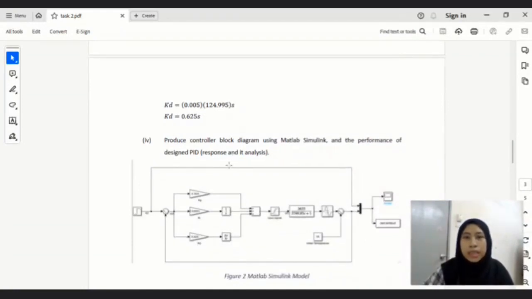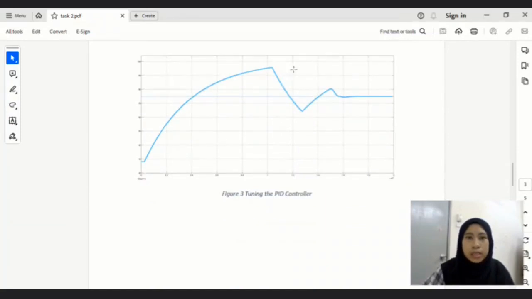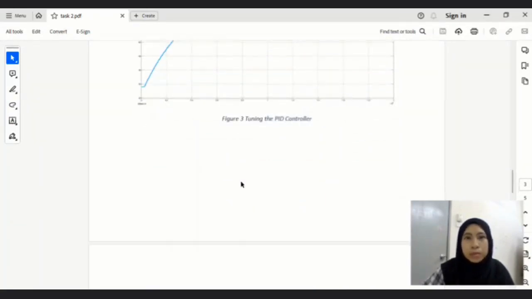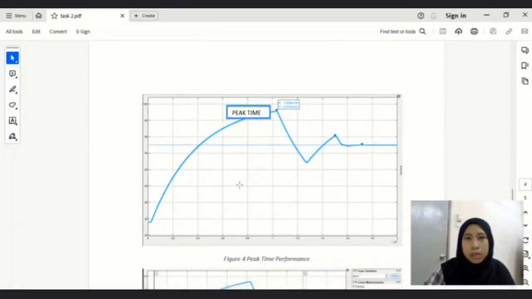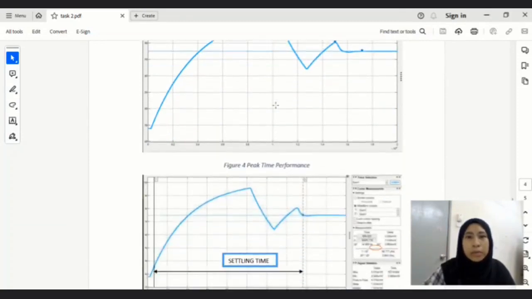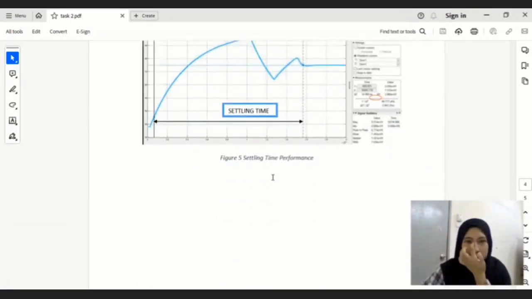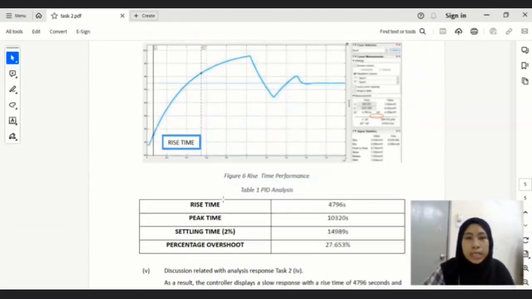design of the PID and the analysis. The MATLAB Simulink model is like this. There are 3 parameters Kp, Ki, Kd, and the result is tuning the PID controller. Okay, the peak time is the highest value of the graph, the peak time performance, and the settling time is here. And the last one is rise time performance.